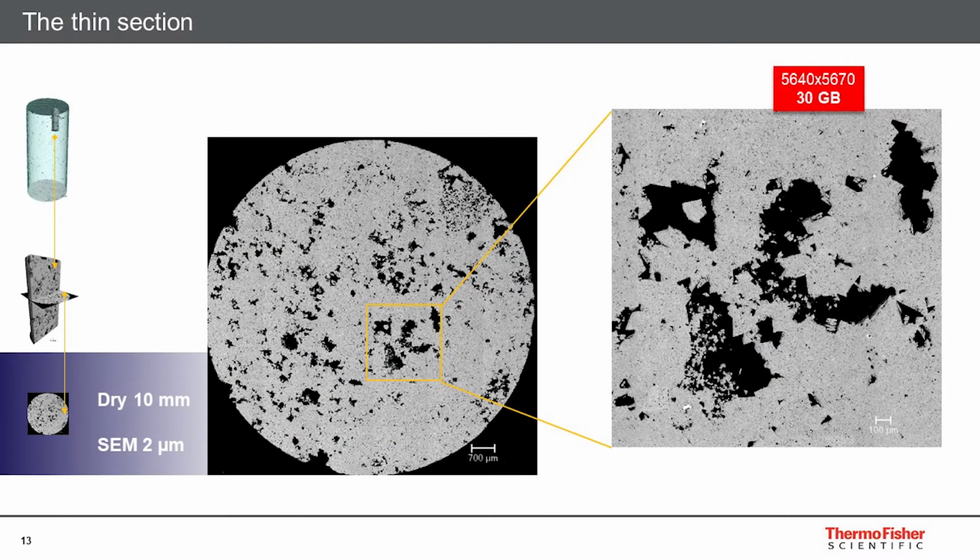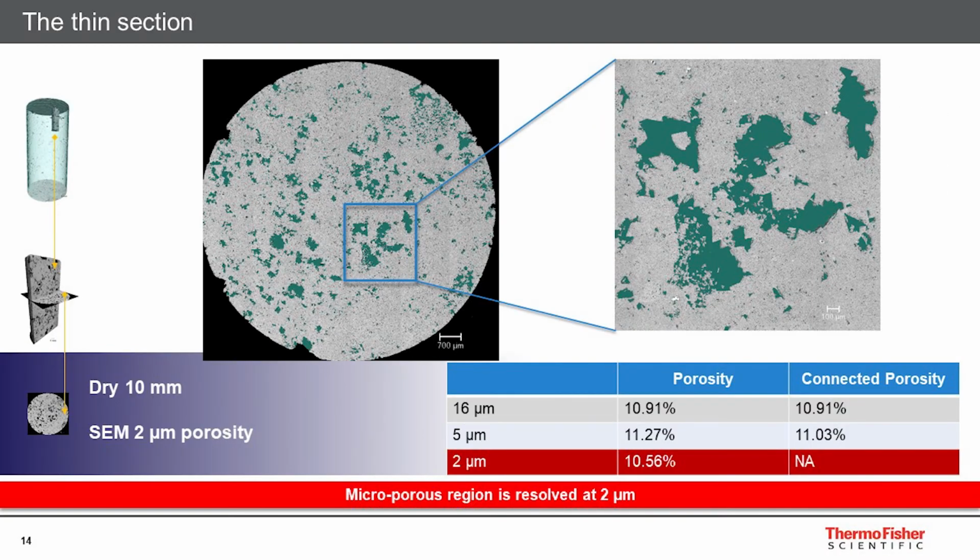A thin section has been extracted and acquired with an SEM at a 2 micron resolution. We can visually assume that the pore space is resolved. The pore space has been segmented with a direct method. Now, the porosity value of the slice has been computed to be 10.56%.